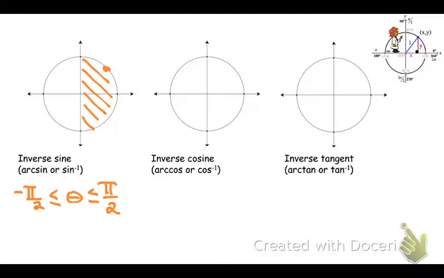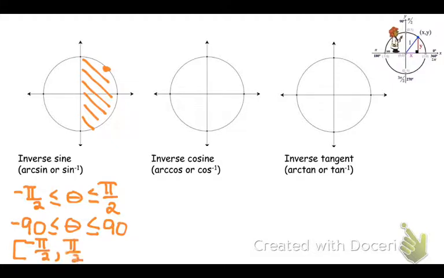We might also call this negative 90 degrees and positive 90 degrees. And finally, if we were to use interval notation, remember it's closed because we have the equal to bar. So we have negative pi over 2, comma, pi over 2.